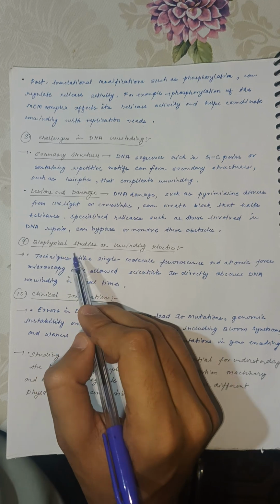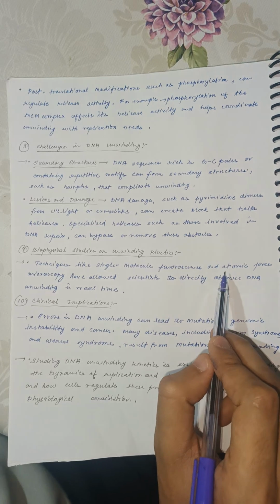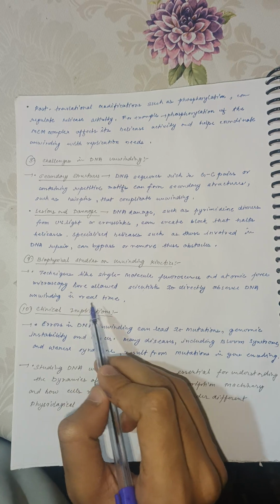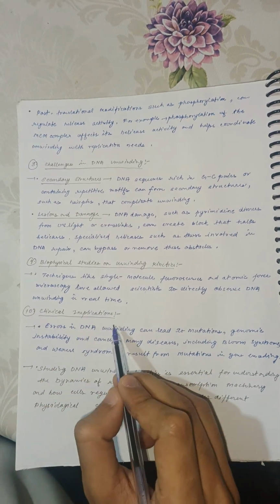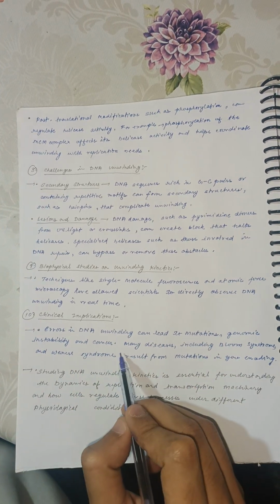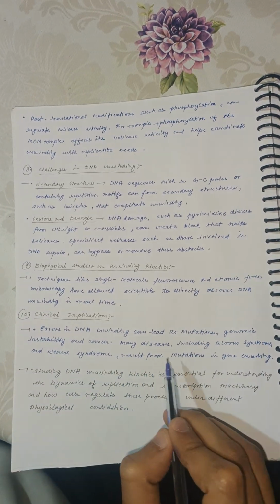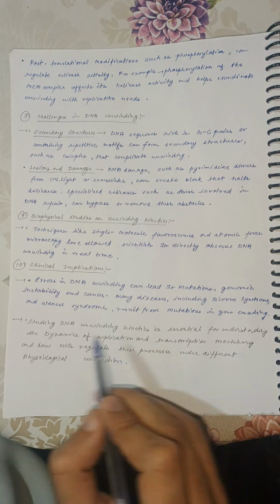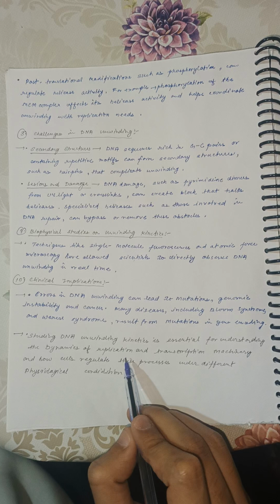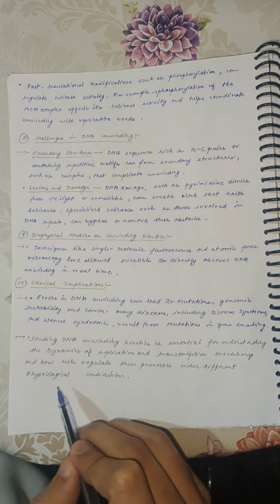Ninth one is biophysical studies on unwinding kinetics. Techniques like single molecule fluorescence and atomic force microscopy have allowed scientists to directly observe DNA unwinding in real time. Tenth one is clinical applications. Errors in DNA unwinding can lead to mutation, genomic instability, and cancer. Many diseases, including Bloom syndrome and Werner syndrome, result from mutations in genes encoding helicases. At the end, studying DNA unwinding kinetics is essential for understanding the dynamics of replication and transcription machinery and how cells regulate this process under different physiological conditions.